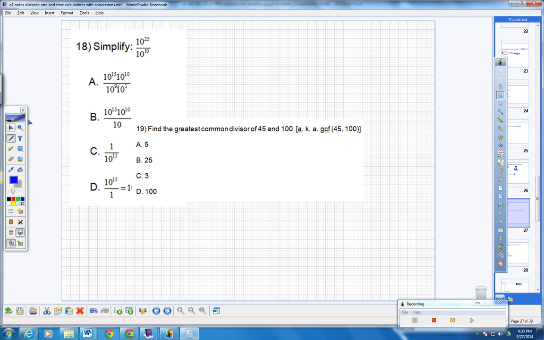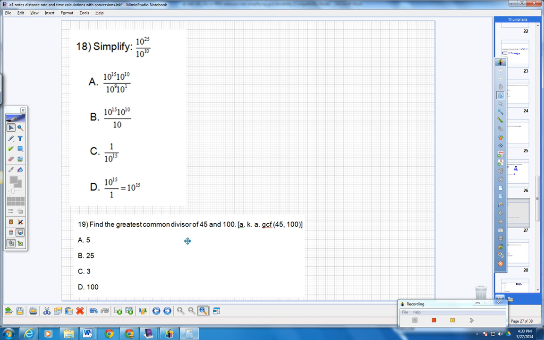In simplifying this expression up here with very big exponents, we know that we could write 10 to the 25th out. We could write 10 out 25 times. We could write 10 out 10 times. You're just going to cancel, go through and cancel. Well, how many 10s will be left in the numerator? You might be thinking, well, Mr. Claxton, there's going to be 15 left. Yeah, you can also just subtract. That is the law of exponents, to just subtract the exponents there. So 10 to the 15th over 1.